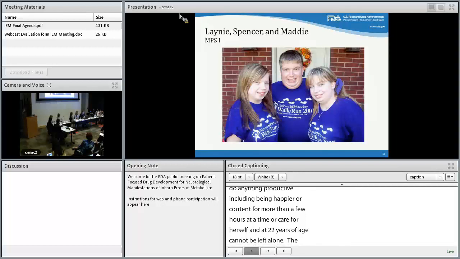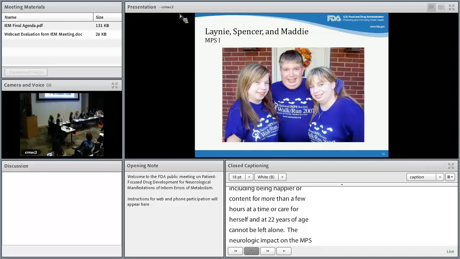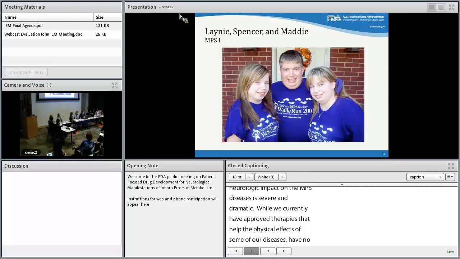The neurologic impact on the MPS diseases is severe and dramatic. While we currently have approved therapies that help the physical effects of some of our diseases, we have no approved therapies that treat the neurologic symptoms, and we need them, and we need them now.